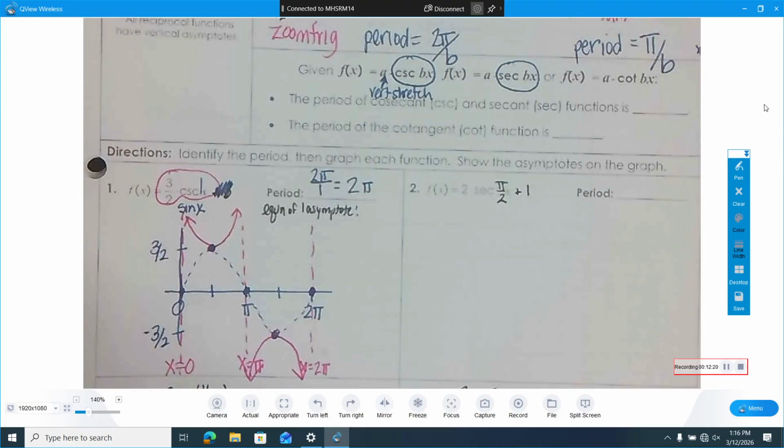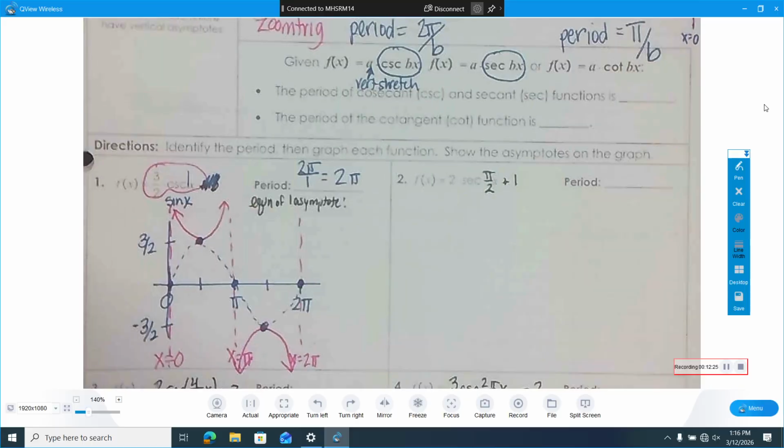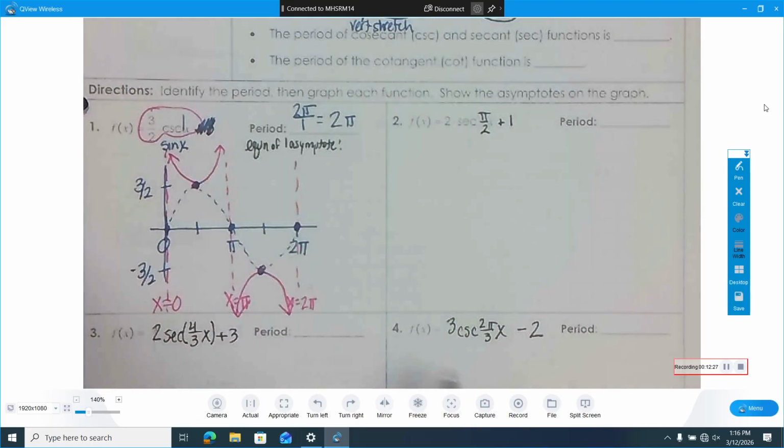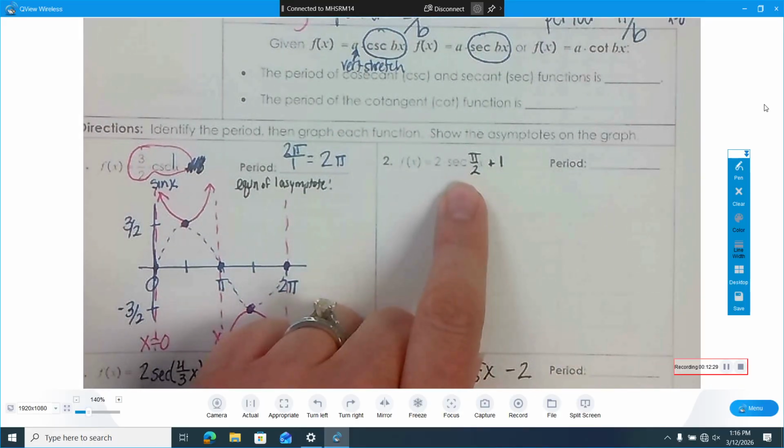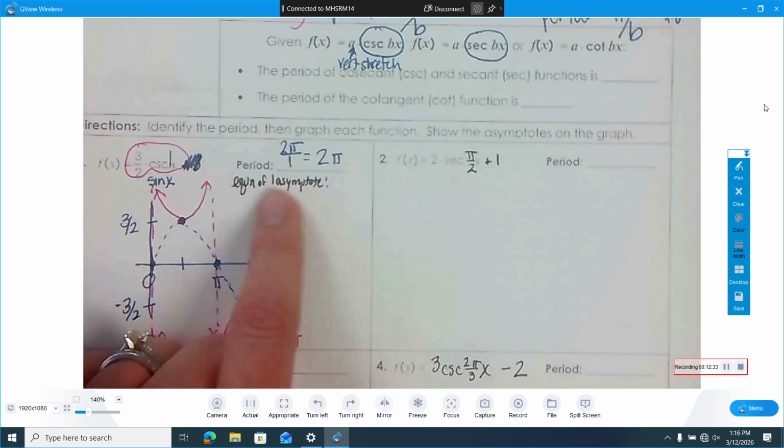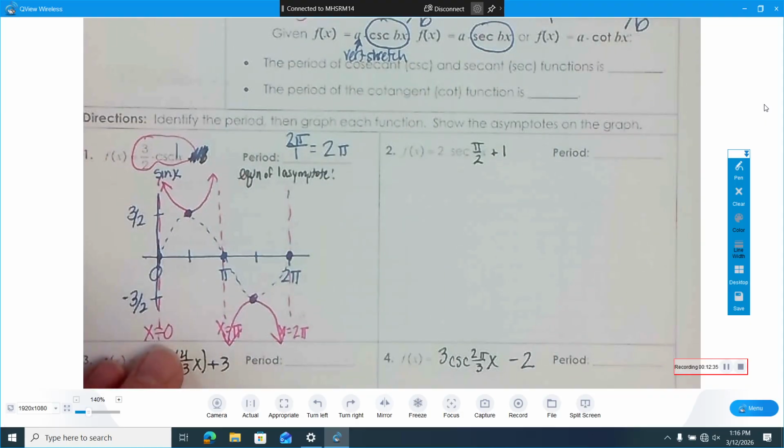Now, they're all going to look like 2, 3, and 4 here, so you'll notice I had to do some changes. So I'm going to do my best, you guys, to... What's the equation of one asymptote on this first one?